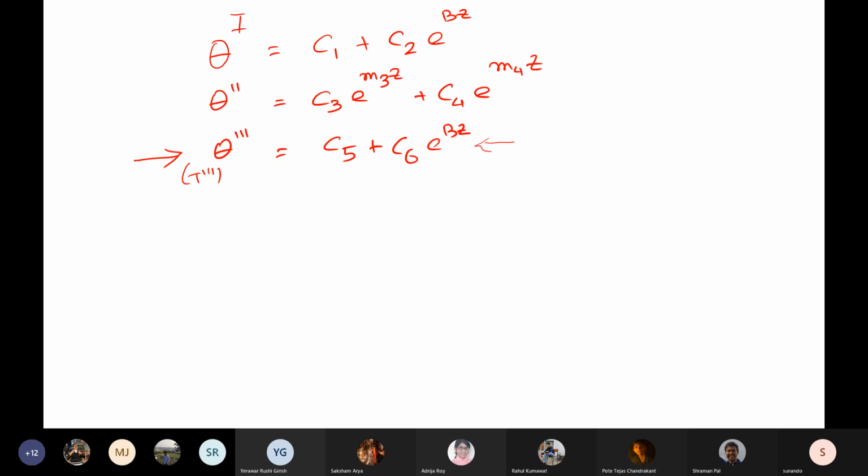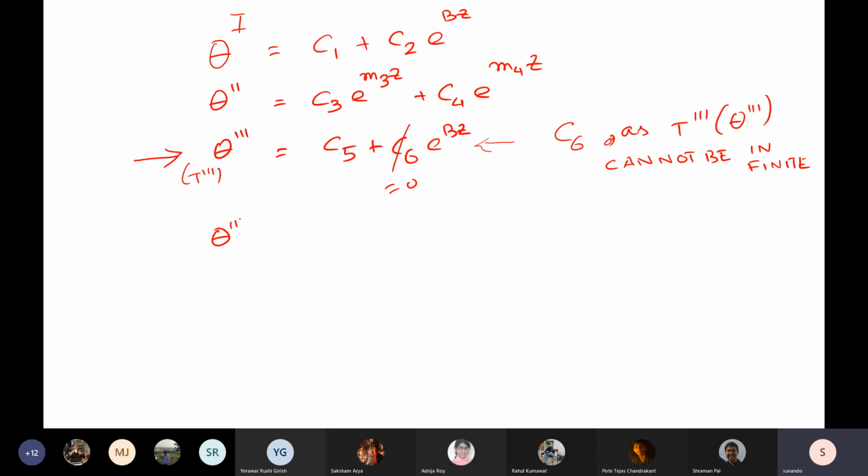It will be small. It's e to the power Bz, and B is a positive number. Then C6 should be 0, as T3, that means essentially θ3, cannot be infinite. So C6 is 0. That means your θ3 is equal to C5.